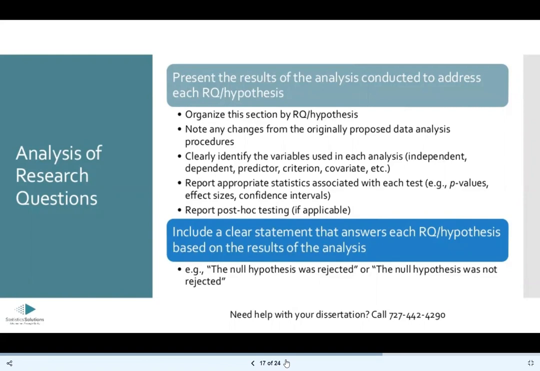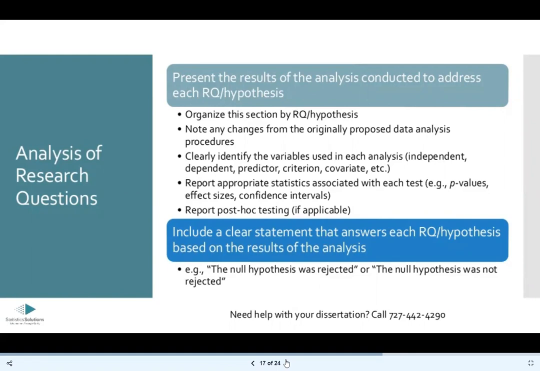And similar to your data collection procedures, if there are any changes from your originally proposed data analysis procedures, you want to discuss those in this section, especially if you did have any changes to the data collection procedures. It's possible that those changes may have also impacted the types of analyses that you're able to do. So if that's appropriate for you, you'll want to discuss that here. And you'll just want to justify the new data analysis process that you ended up following in your results chapter. Again, it's okay if you deviate, but it's just important to justify that and provide some rationale for why you did.